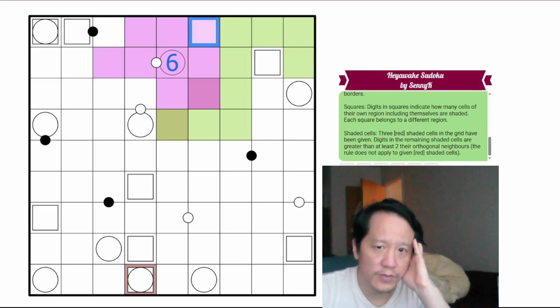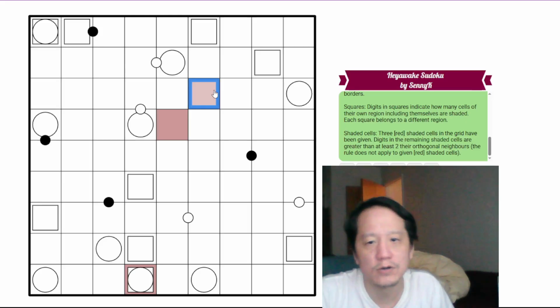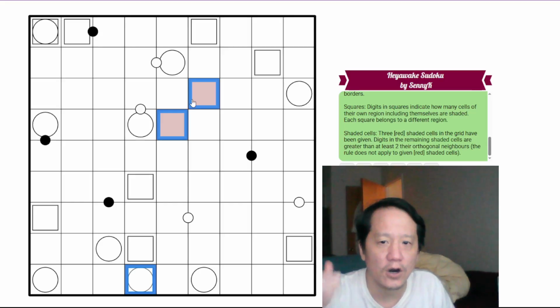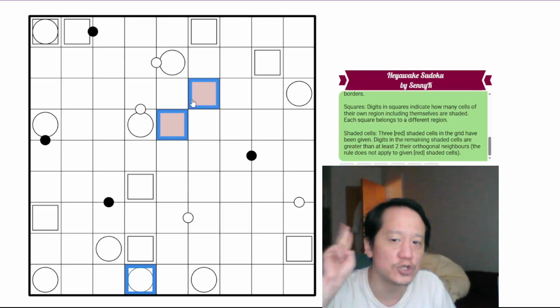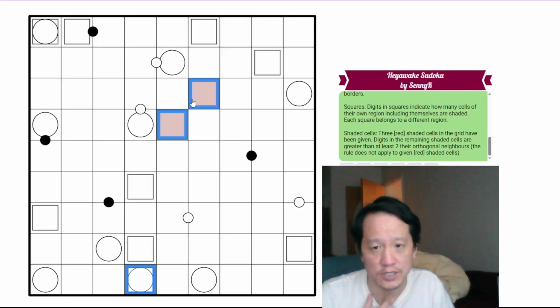And finally, we have shaded cells, which are the 3 red shaded cells in the grid that have been given. Digits in the remaining shaded cells are greater than at least 2 of their orthogonal neighbors. So these red shaded cells are given. The rule does not apply to the given red shaded cells.